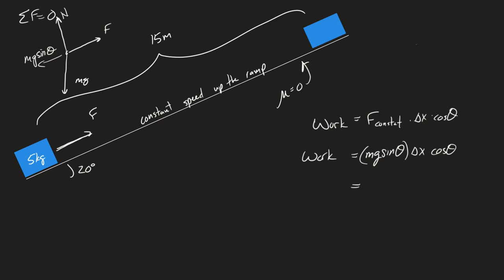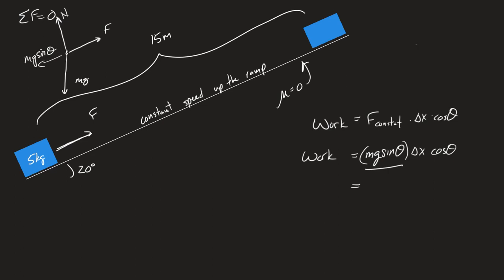You didn't punch in your calculator wrong, but you do tend to not think everything through the way you're supposed to. Let's work this out, figure out why you made a mistake. Here's the first thing. This mg sine theta is how much force I have to apply to balance the component of gravity down the ramp. This sine of theta is how much of the weight is down the ramp.